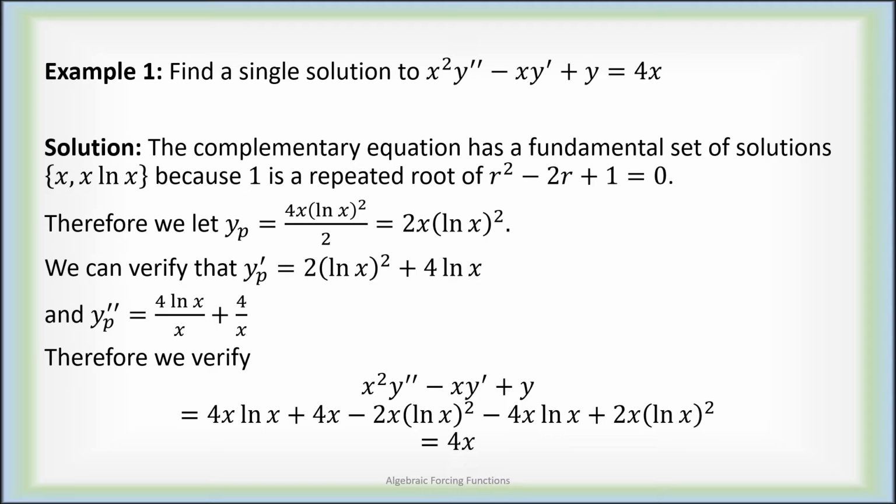So when your complementary equation has a repeated root, so you end up with x to a power and x to that power times log x as your fundamental set of solutions, when that's exactly the power you have as your forcing function, you have to take coefficient x log x squared over 2. 4x log x squared over 2. And here was our particular solution.